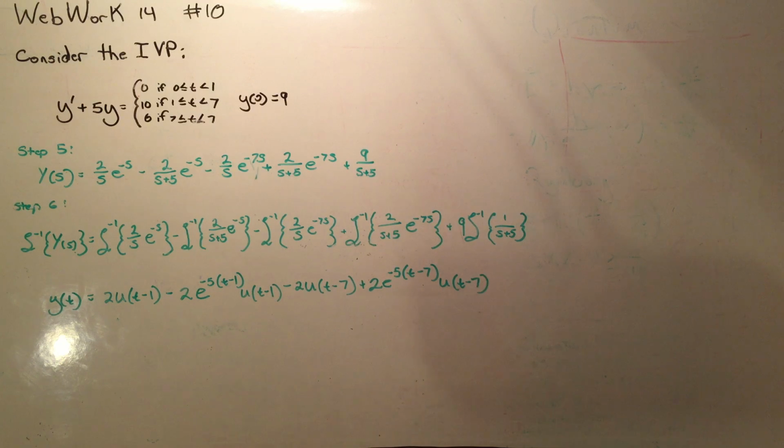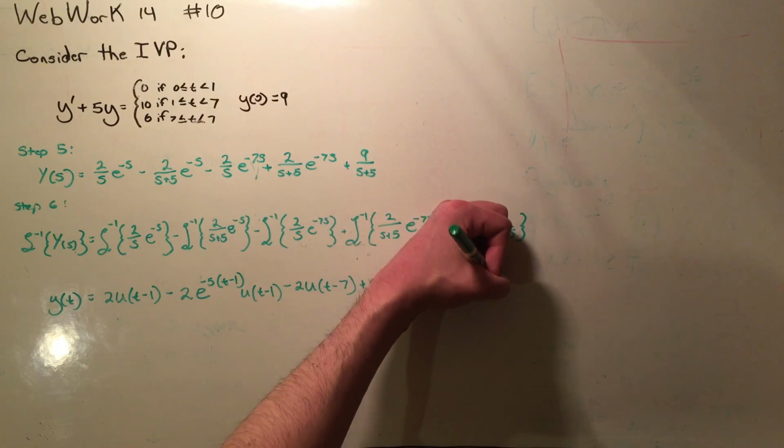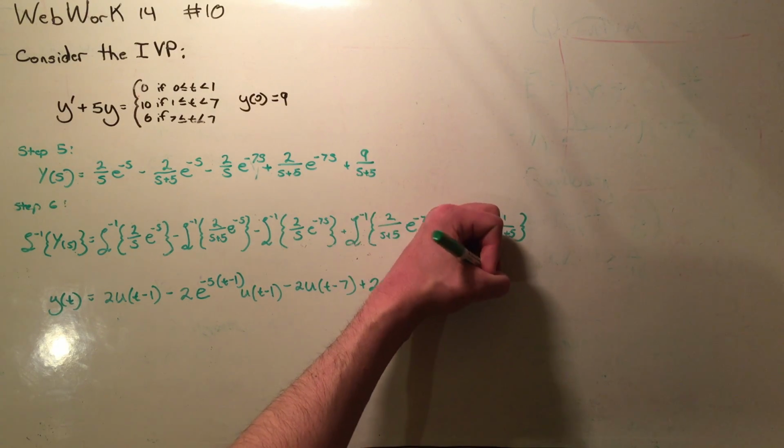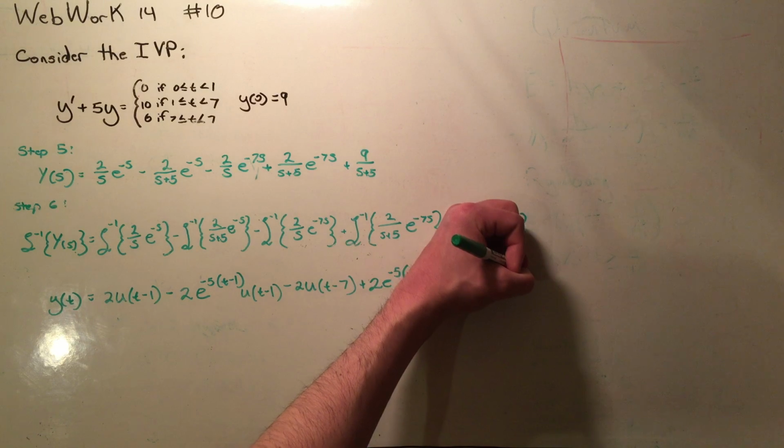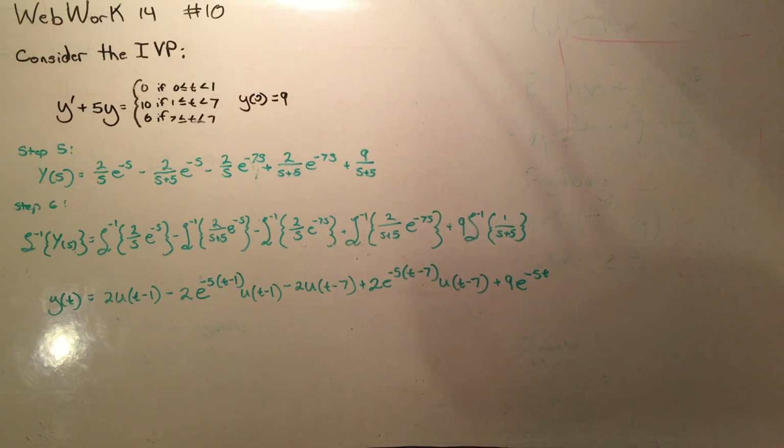And that leaves us with our last term, which is pretty straightforward. We've already solved it a bunch of times here, but there's no shift, obviously, in this case. So 9e to the negative 5t. All right, and we clean this up. I think the way the answer is set up in the WebWork, the 2 is pulled out, and maybe some other things, but generally speaking, this is your answer.